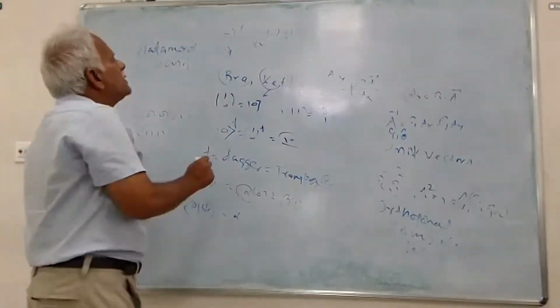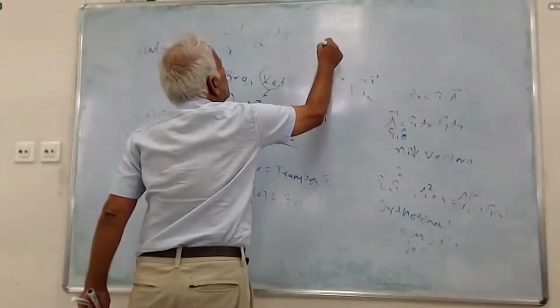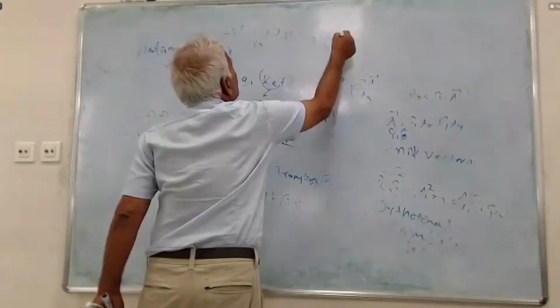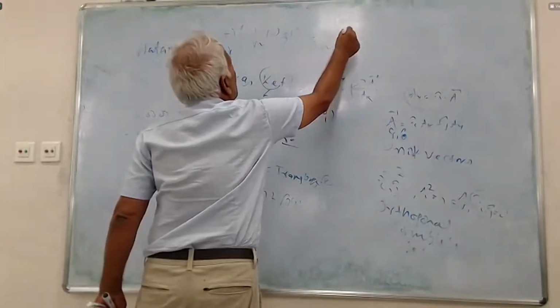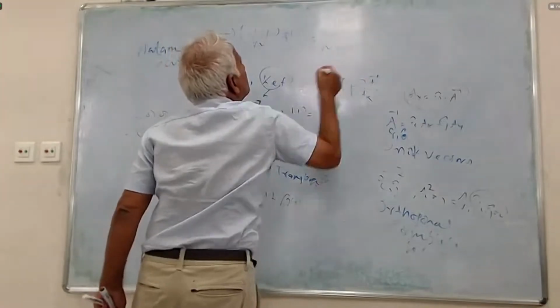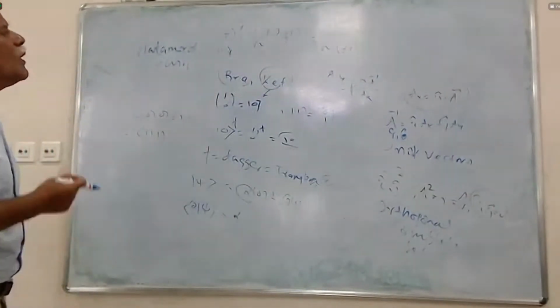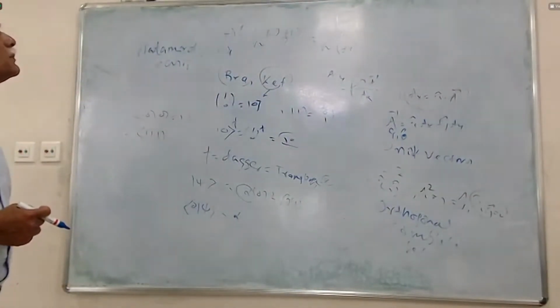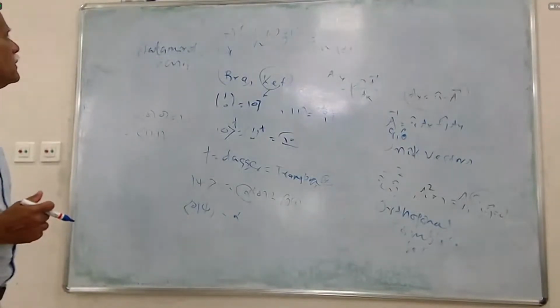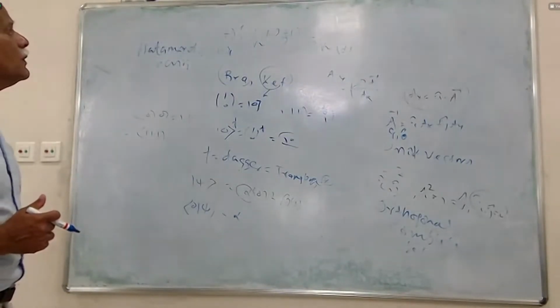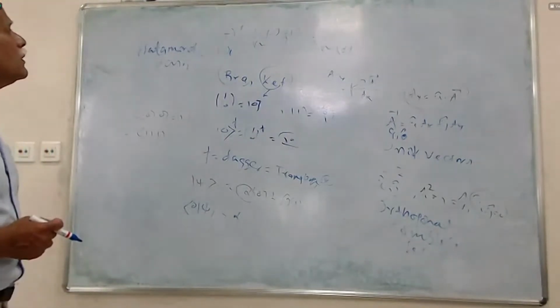Now if we expand it, what is this object? This is 1 by root 2, and 1 plus minus 1. And you can check 1 by root 2 is for normalization. Is that the only one? The answer is no. Generally, there is another one which is used.